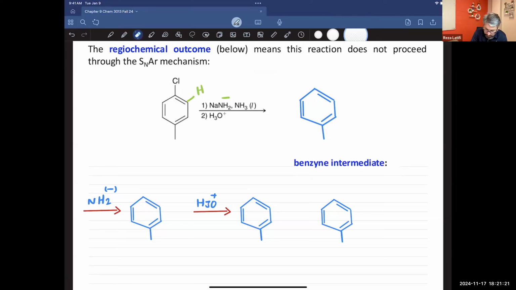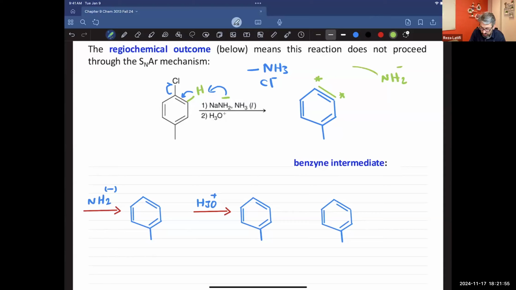And if that won't happen, this one's going to go after hydrogen. Hydrogen is going to give up those 2 electrons, and the chlorine will leave the system. Again, we get NH3, next we will get Cl minus, and here we will get this triple bond. Now I have 2 carbons that the base NH2 minus can reach.